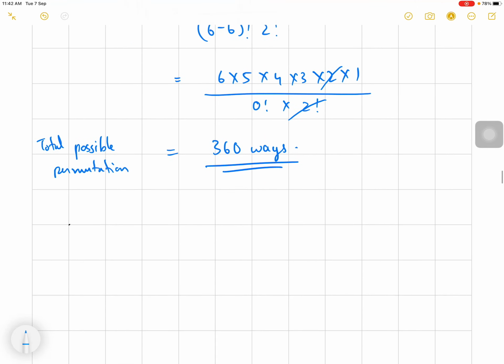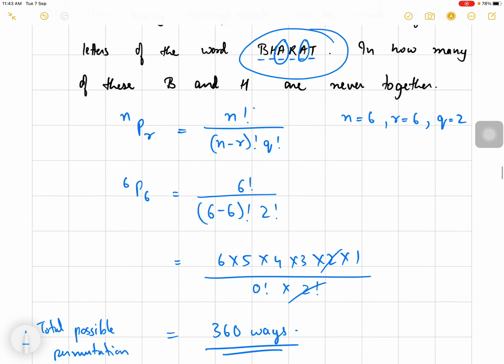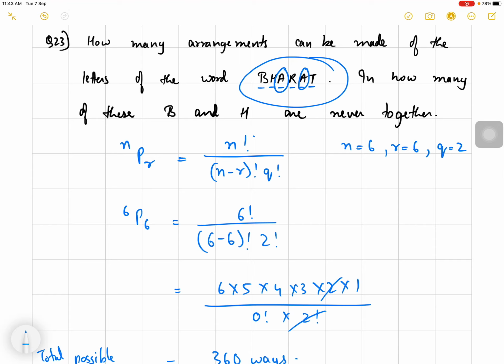So, total arrangements where B and H are together. When B and H are together, you will consider B and H as one word. Correct? When you consider B and H as one word.